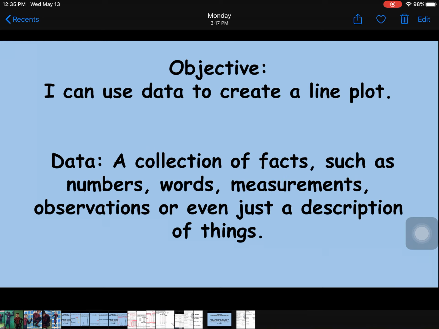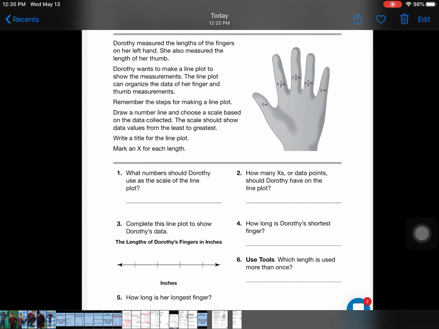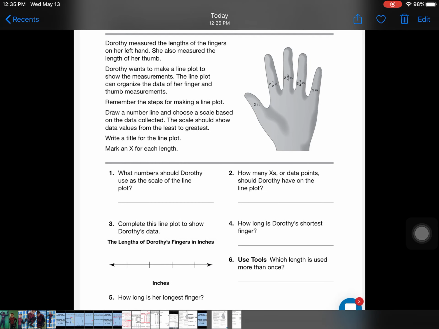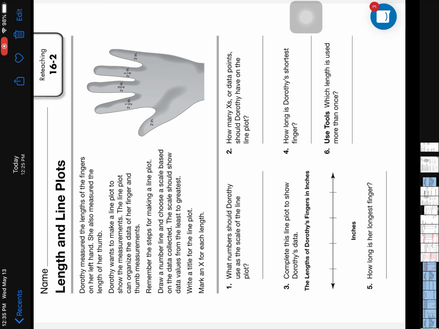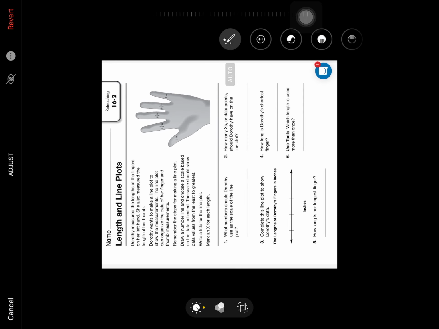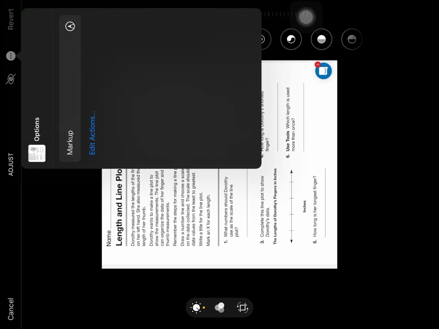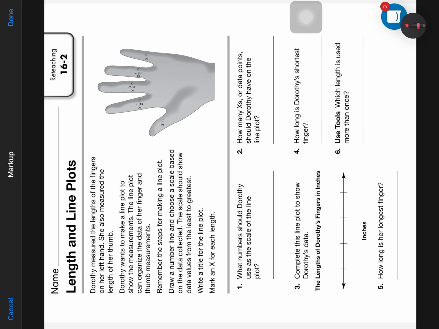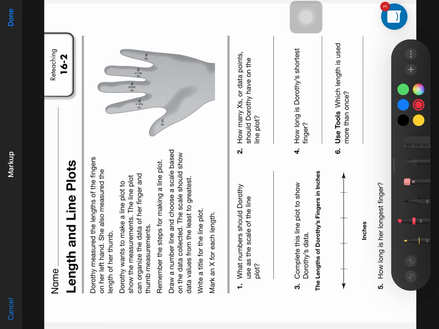But we're going to be working with fractions today, okay? So this is your reteaching page for today, and we're going to do this together. Length and line plots. Dorothy measured the lengths of the fingers on her left hand. She also measured the length of her thumb, and you can see right here that she has a picture of her hand, and she also has some fractions that tell the length.